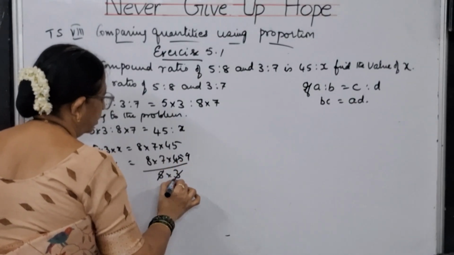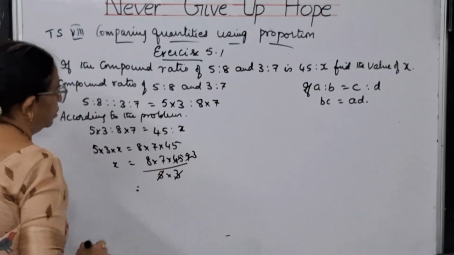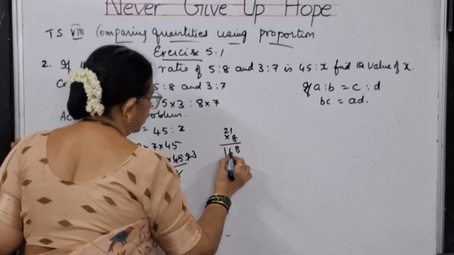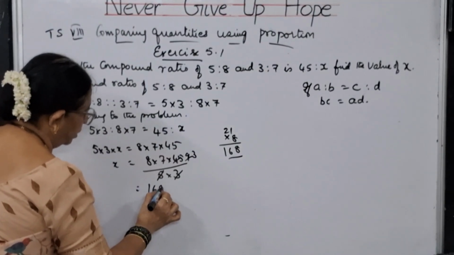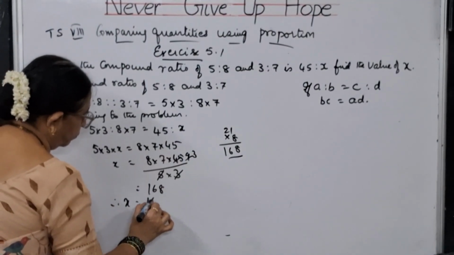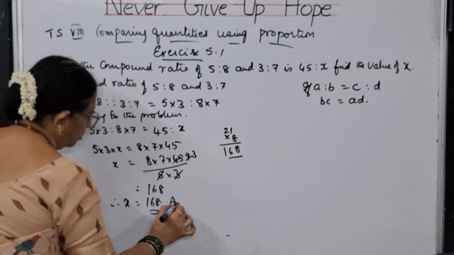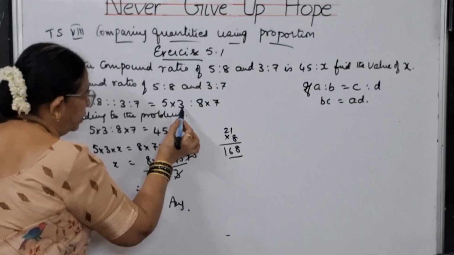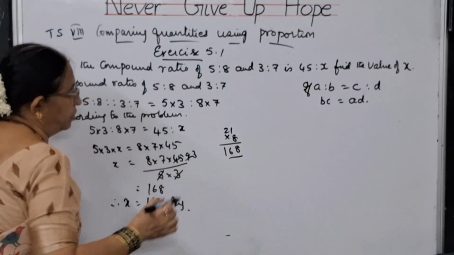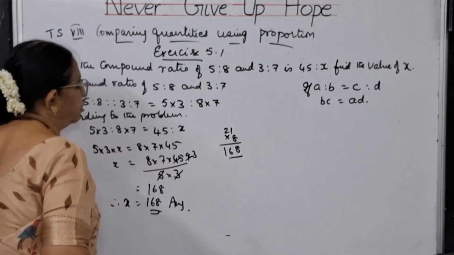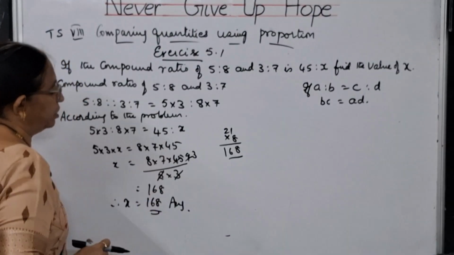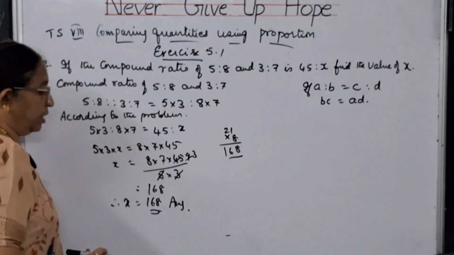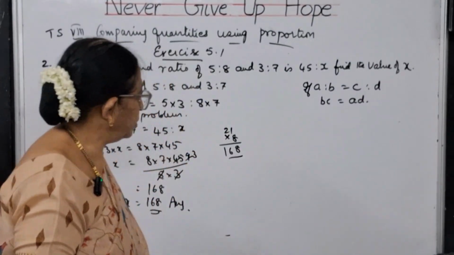5 ones are 5, 5 nines are 45, 3 ones are 3, 3 threes are 9. So 7 threes are 21. 21 into 8, 8 ones are 8, 8 twos are 16. So 168. Therefore, x is equal to 168 is the answer, children. Please note it down. See, I have not multiplied it here so that it is convenient to cancel. If you multiply and make it a big number, again with the big numbers you need to do. Instead of that, this is very convenient for you. That is why I have not simplified it. Please note it down.